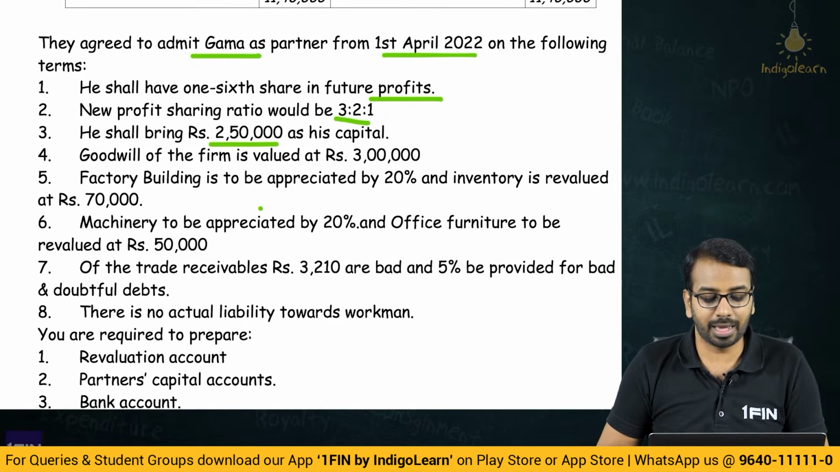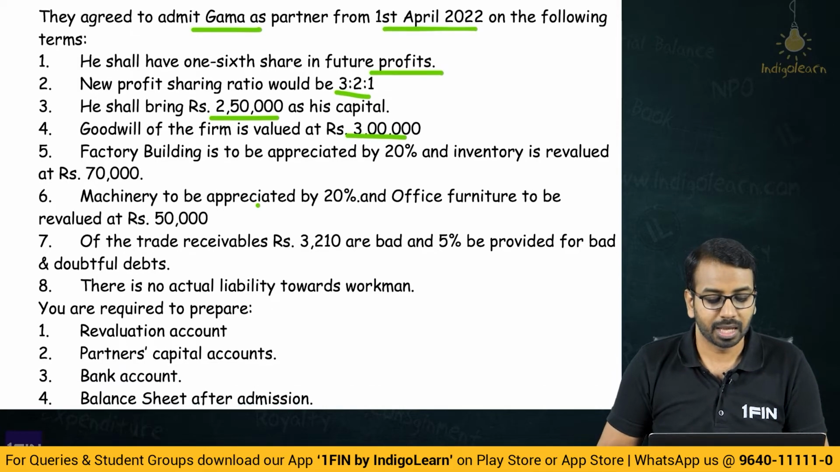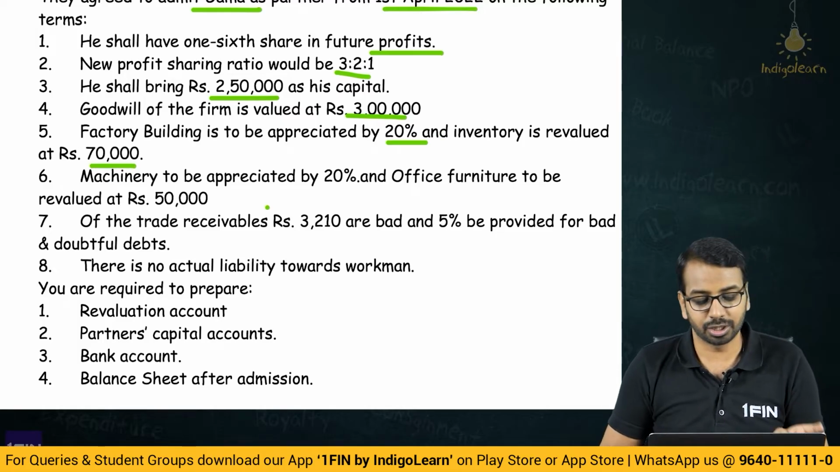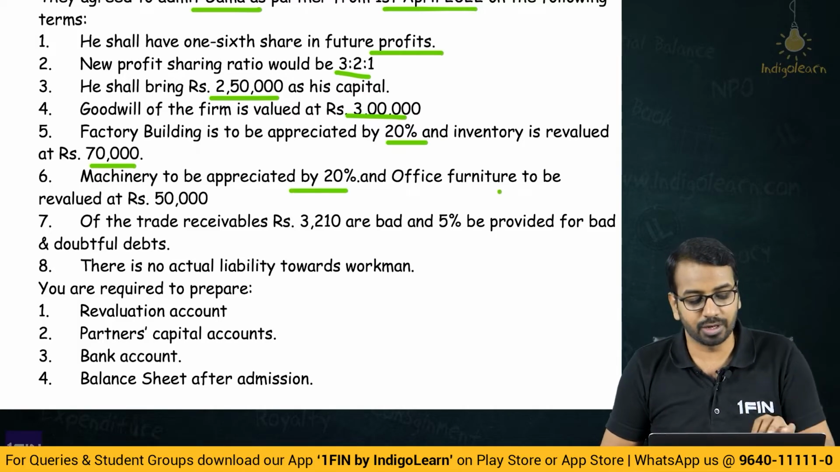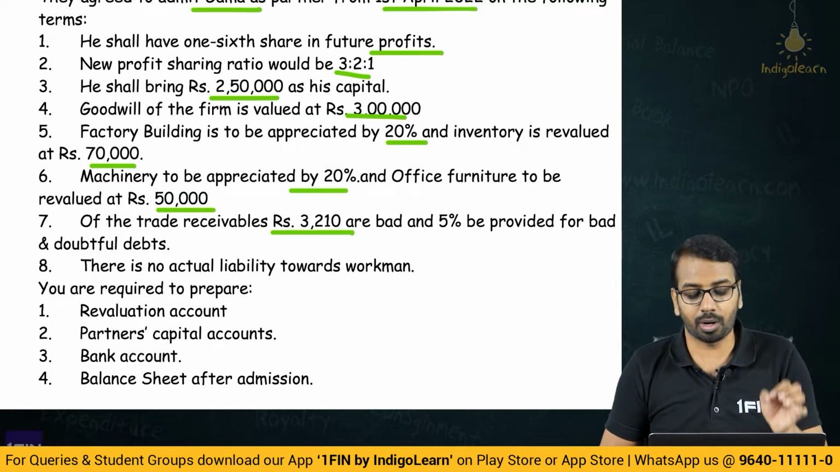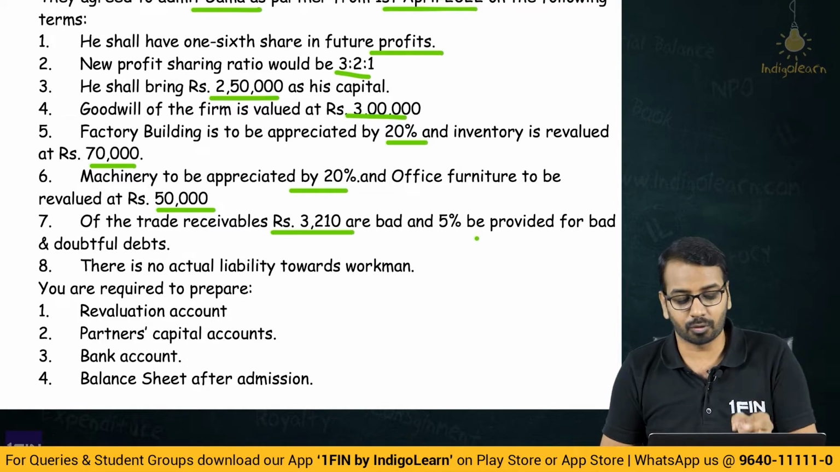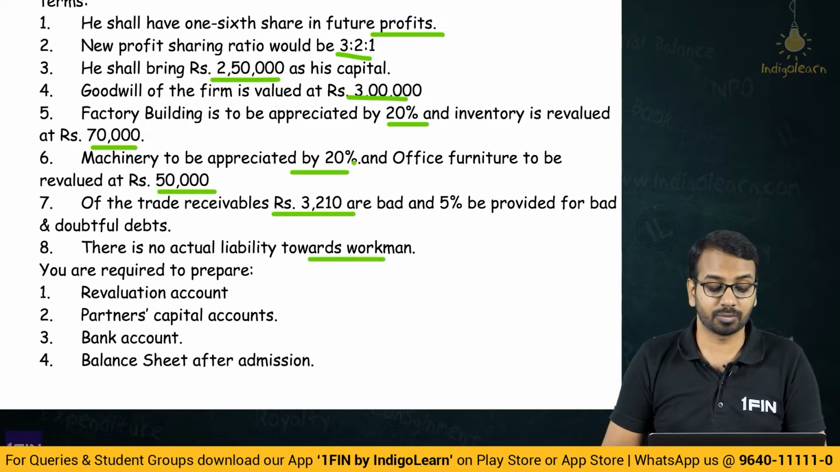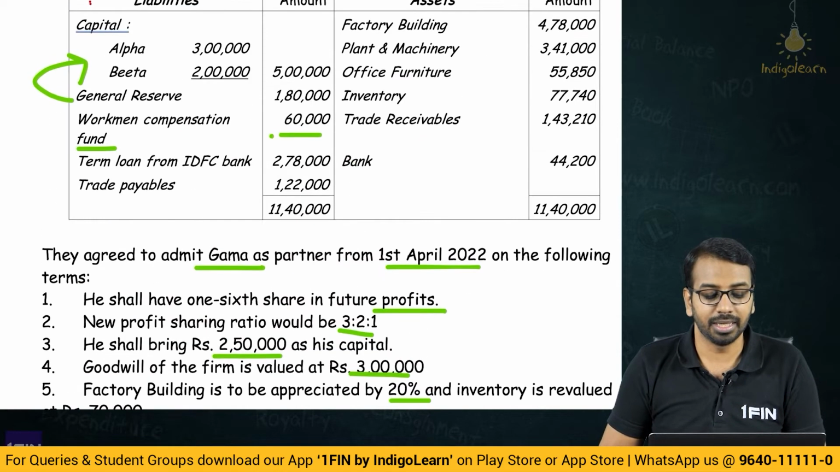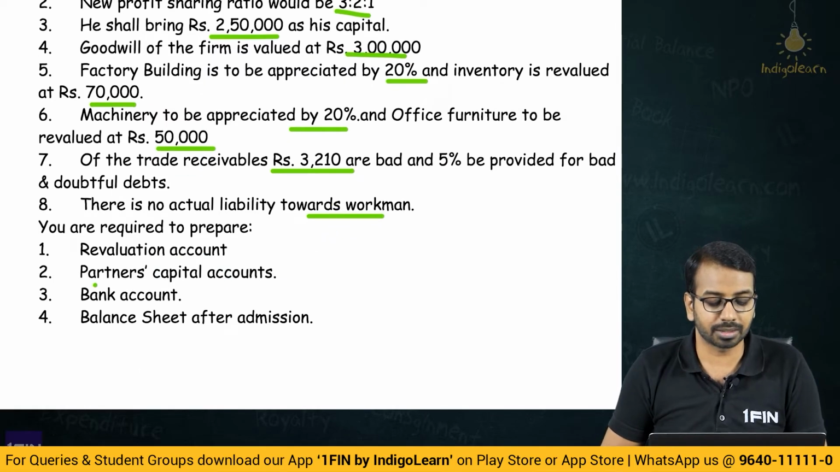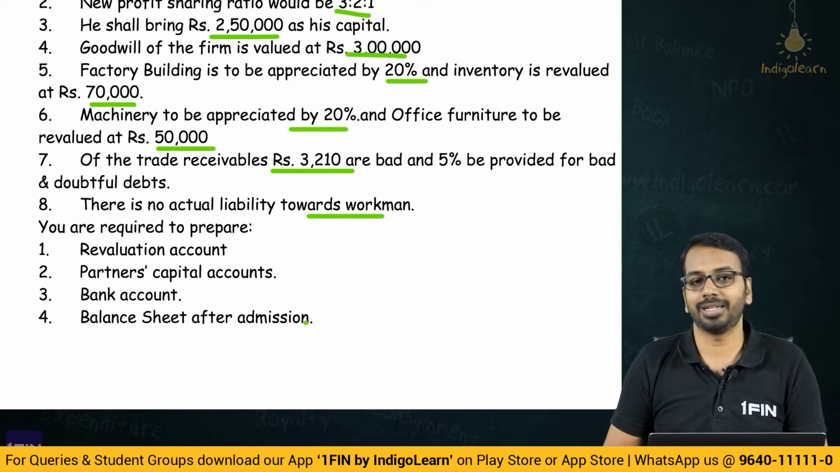Goodwill of the firm is to be valued at 3 lakhs, again straightforward. Factory building is to be appreciated by 20%, inventory is revalued at 70,000. Machinery to be appreciated by 20% and office furniture to be revalued at 50,000. Of the trade receivables, 3,210 are bad and 5% be provided for bad and doubtful debts. There is no actual liability towards workmen. Now here is where it becomes very important, because there is no actual liability, this money belongs to the partners fully. Then you are required to prepare revaluation account, partners capital account, bank account and balance sheet after admission.